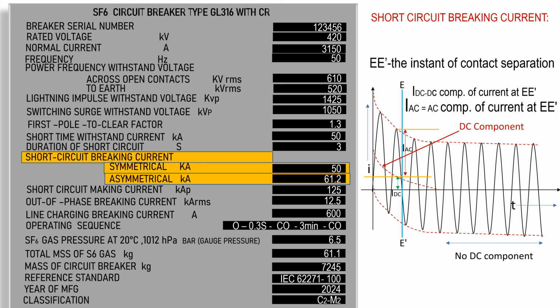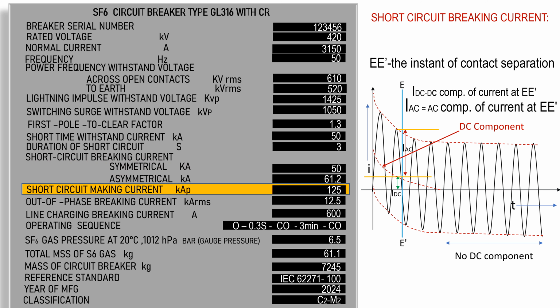Symmetrical breaking current is the RMS value of the AC component of short circuit current at the instant of contact separation. Asymmetrical breaking current is the RMS value of the combined sum of the DC and AC components of short circuit current at the instant of contact separation.